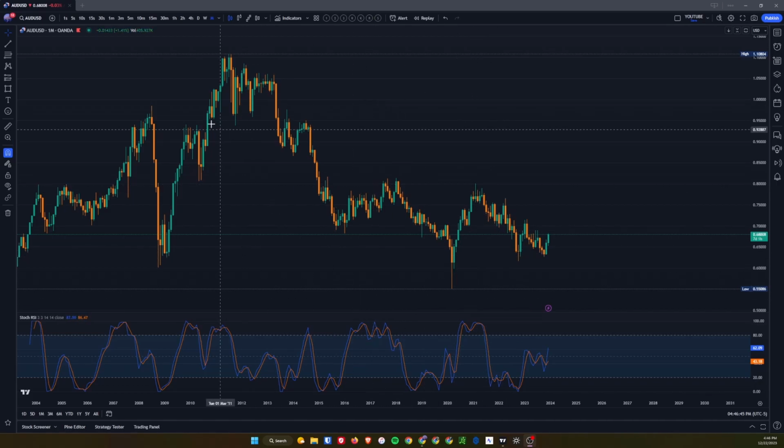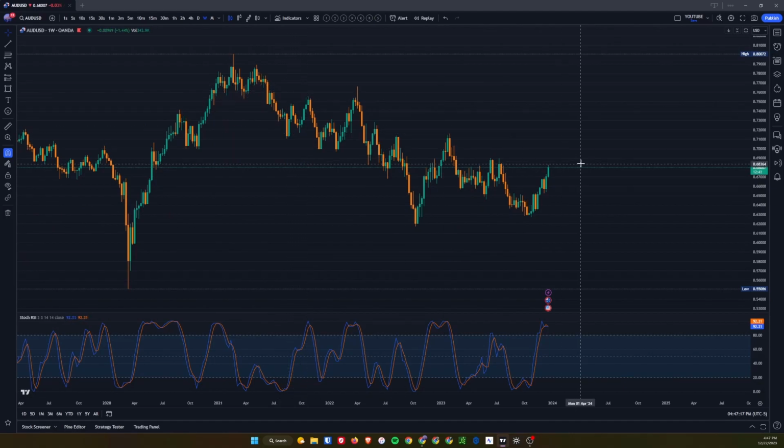So we can see right here, it was overbought, and then it came down, sold off. And then from here, it was oversold, and then it went back up and became overbought. So it is a simple way to gauge when there is a potential reversal in the market. Now that's the monthly time frame.